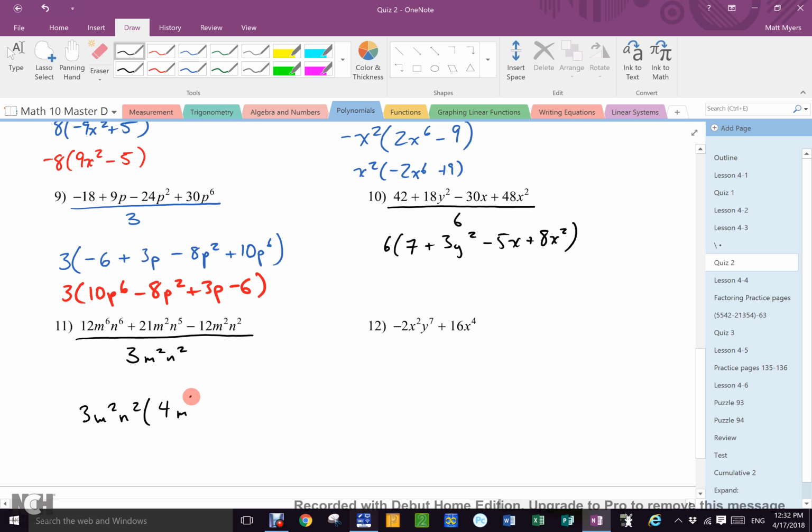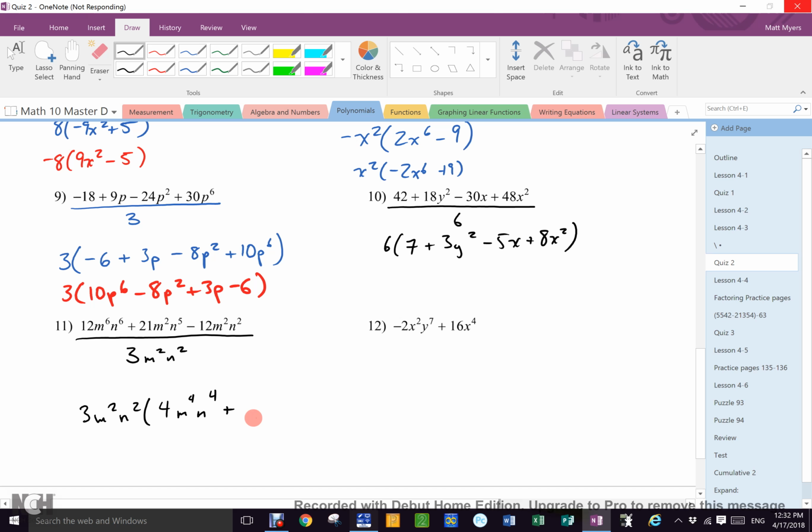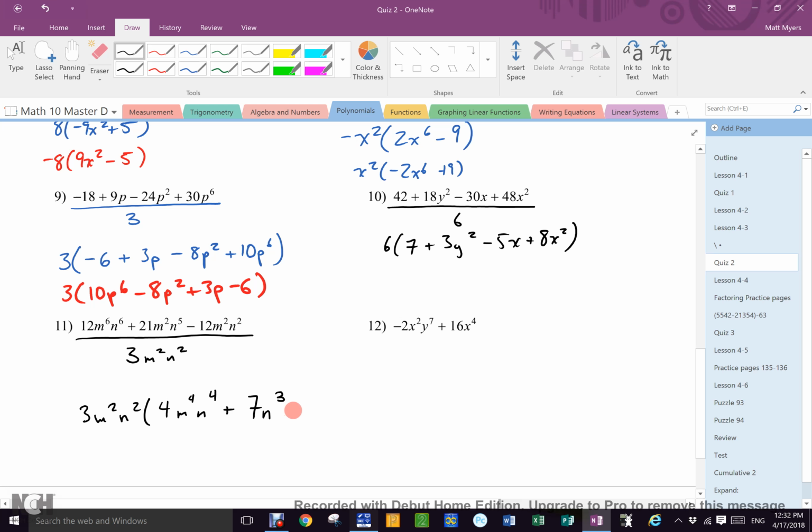4m, 4n, 4. Plus 7n cubed. 5, 2. Minus 4. That's it. Because the m squared and m squareds cancel out. Gouda?